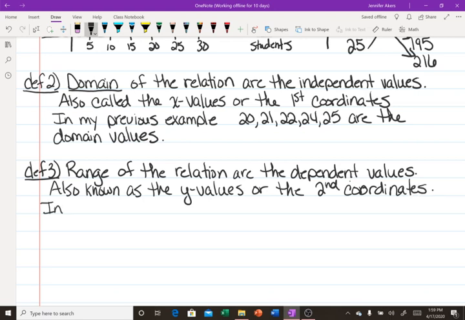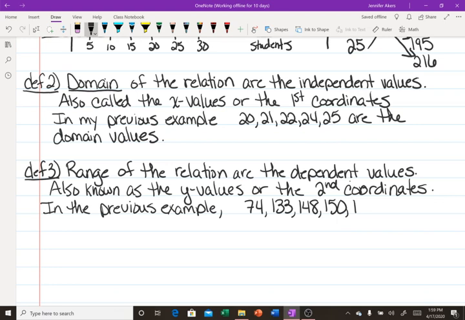So in the previous example, $74, $133, $148, $150, $195, and $216 are the range values.